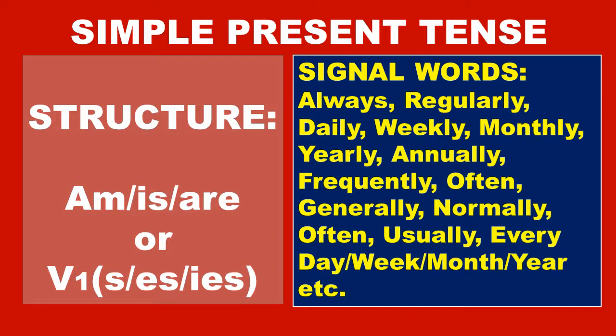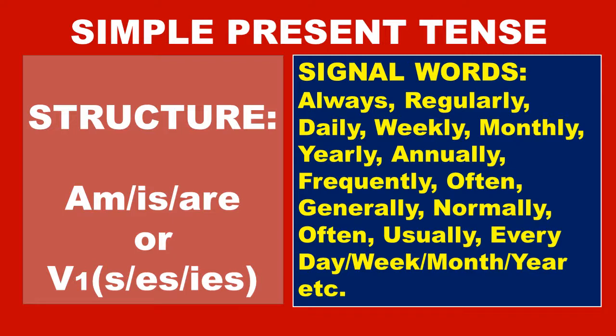Secondly, simple present tense is also used to express universal truths. Universal truth means the permanent truth which never changes, like the sun rises in the east, or grass is green, milk is white. In such instances, we have to use simple present tense.